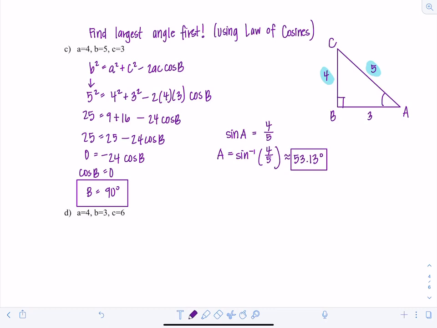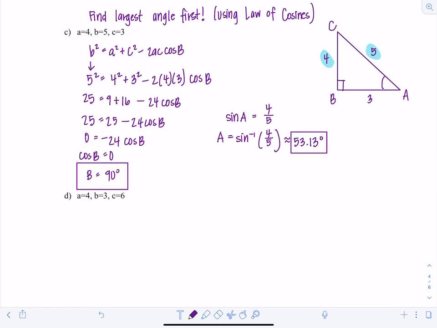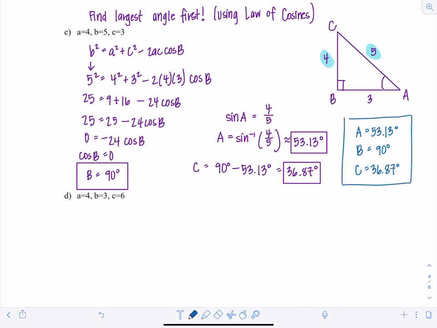Good. And then last one, I need angle C. Well, I already know B is 90, so A plus C must be another 90. So 90 minus 53.13, which is 36.87 degrees. All right, so we can list all our final answers now. Angle A is 53.13 degrees. Angle B was 90 degrees. And angle C was 36.87 degrees.